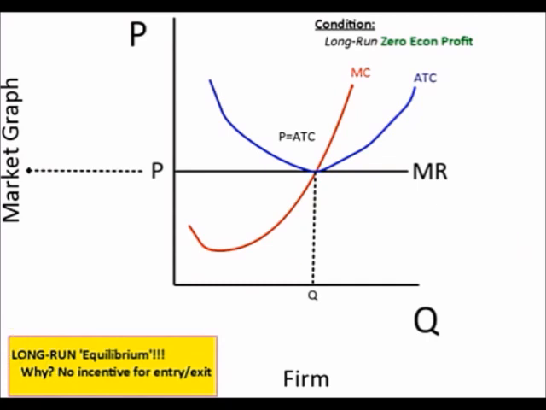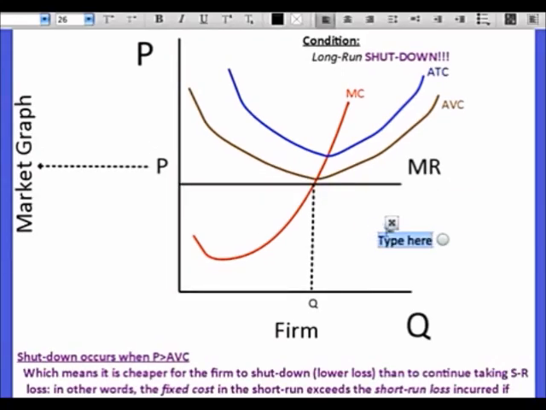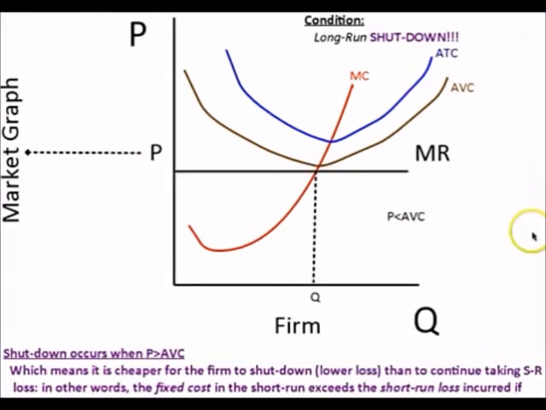The last condition is shutdown. The big deal with shutdown is we need to know that when price is less than AVC, average variable cost, we're going to actually shut down. Why is that? Well, if you assess a short run condition, let's say I'm going to take a $50 loss if I stay in business and incur a loss. However, my fixed costs are only $20. Well, if I shut down, I have to pay my fixed cost, which is $20, whereas if I stay in business, it's $50. So it's cheaper to shut down.